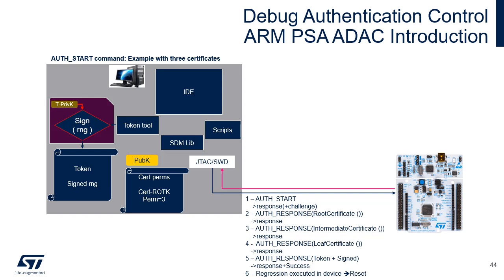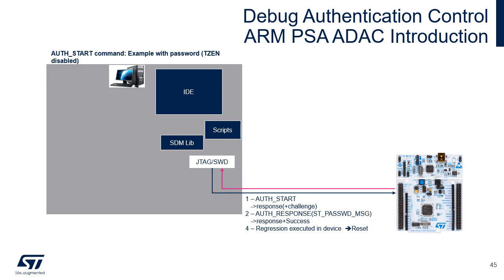The number of certificates used is a decision made by the customer to trade off security versus processing time and management complexity. This example uses 3 certificates. The root certificate signs the intermediate certificate, the intermediate certificate signs the leaf certificate, and the leaf certificate then signs the debug token and challenge vector.